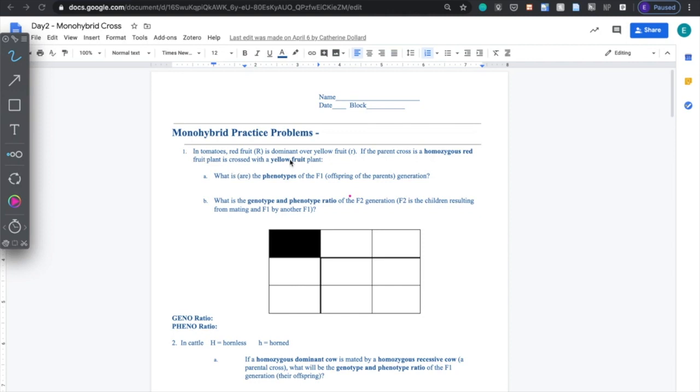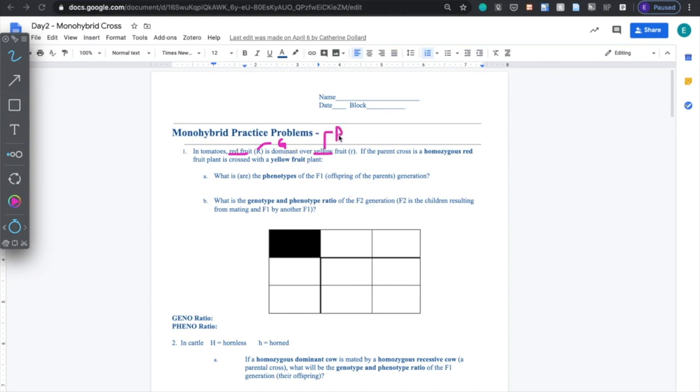So we're going to go over this first problem, right? So in tomatoes, capital R is dominant and lowercase r is recessive, meaning that red fruit will override yellow fruit, right? So I'm going to underline that. And I just want to remind you that the R's, those are the genotypes. The single letters are known as the genotypes, whereas the trait, red or yellow, what you're actually seeing is known as the phenotype, right? That's a good reminder.